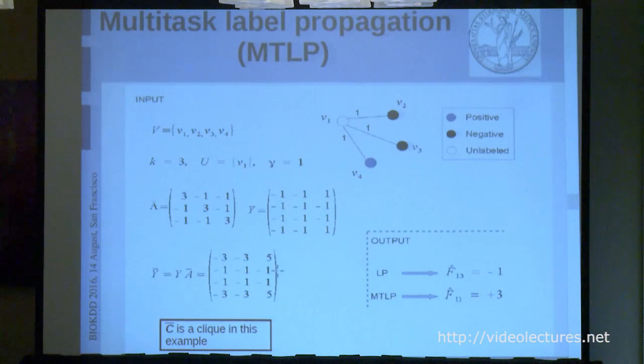You get, instead of labels higher than 1, labels lower than 1. So you make the prediction worse.